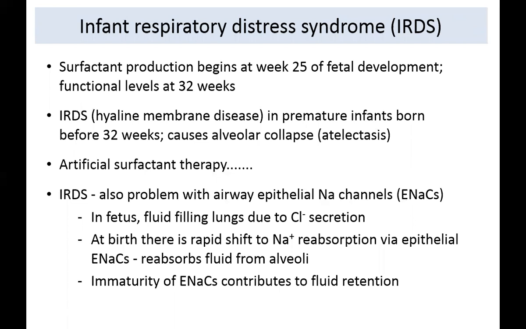A couple of problems going on here in infant respiratory distress syndrome. The one really pertinent to what we're talking about is this problem with surfactant.